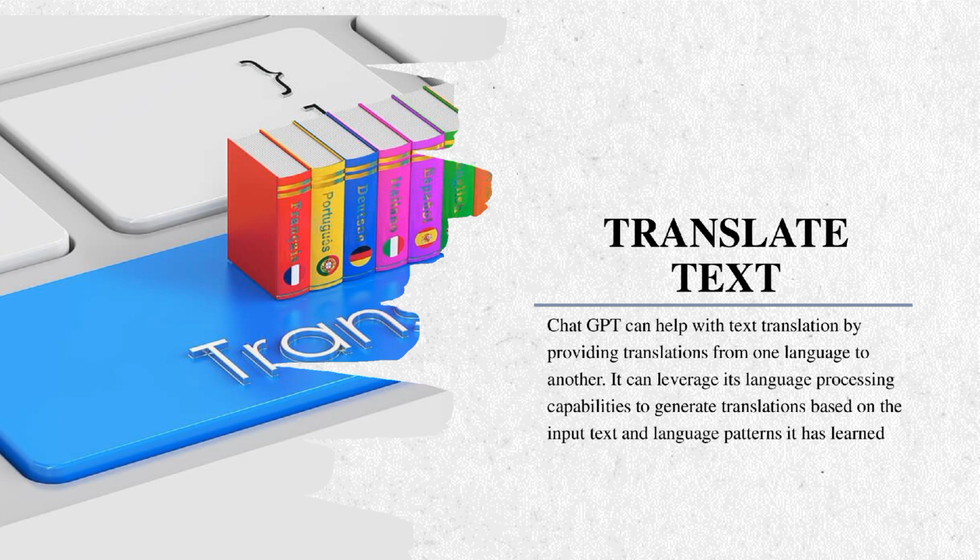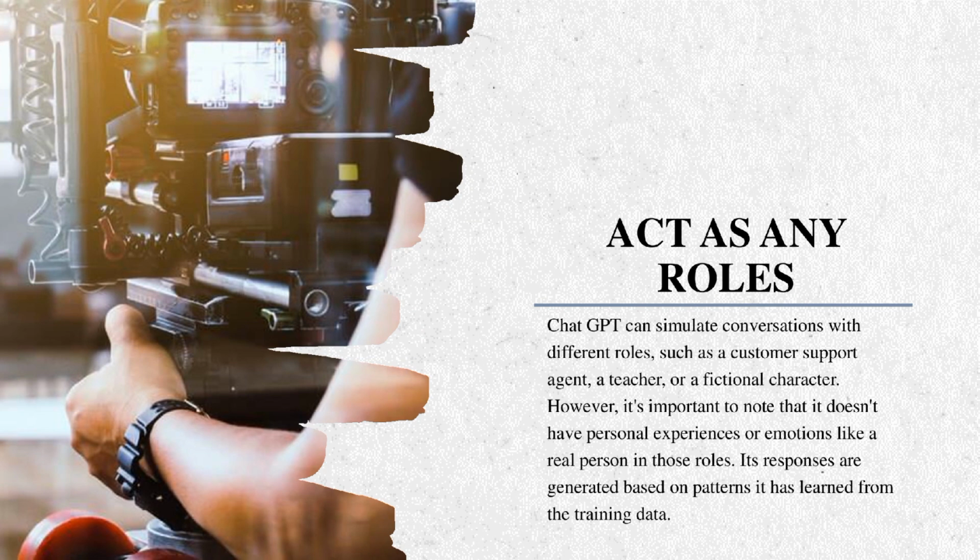Translate text. ChatGPT can help with text translation by providing translations from one language to another. It can leverage its language processing capabilities to generate translations based on the input text and language patterns it has learned.